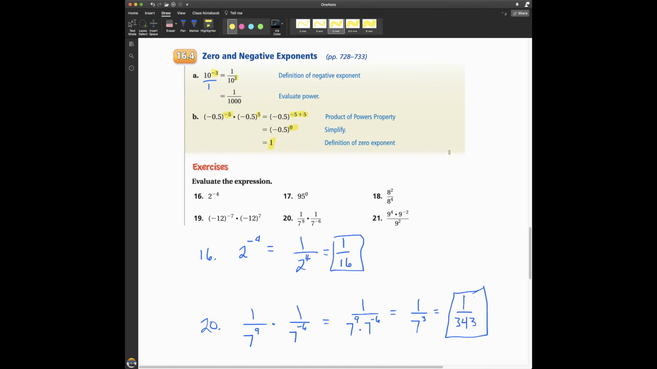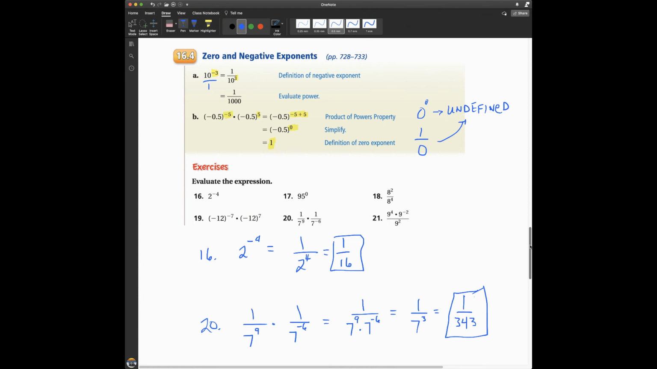Any number raised to the 0 power is 1, except for 0 to the 0th power, and that was undefined. Let me write that out here. Okay, so that's undefined. What else did we learn that was undefined? Well, we remember that 1 divided by 0 was also undefined.